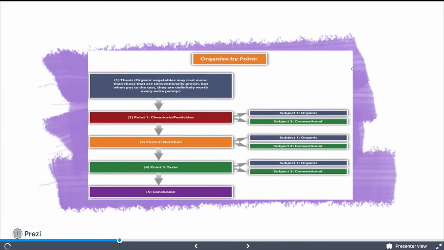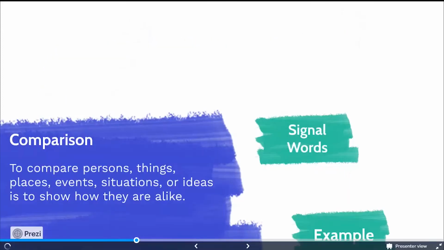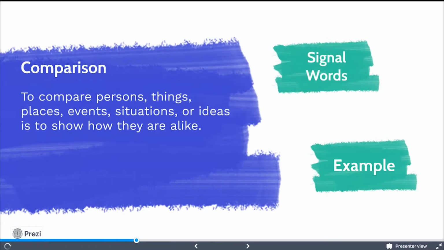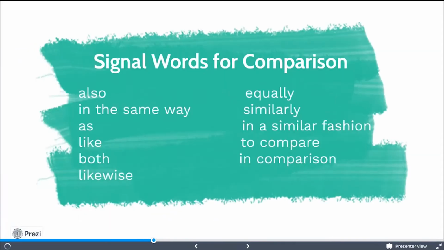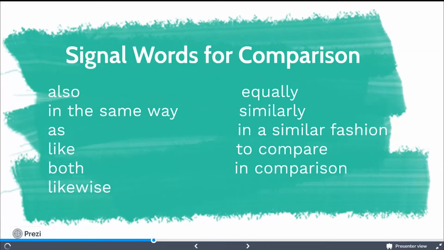The next one is side by side. Obviously, the ideas are organized by point, meaning to say, it involves discussing both items based on each point of comparison. Let's discuss comparison. To compare persons, things, places, events, situations, or ideas is to show how they are alike. Meaning to say, you need to identify the points of comparison and make a list of similar characteristics. The following are the different signal words that could be used for comparing.